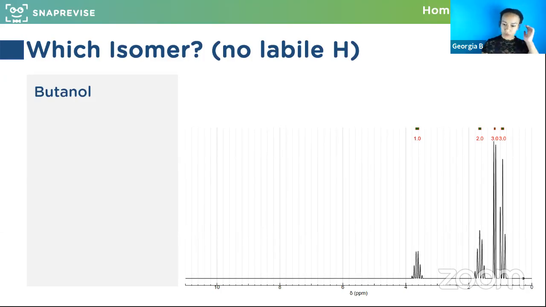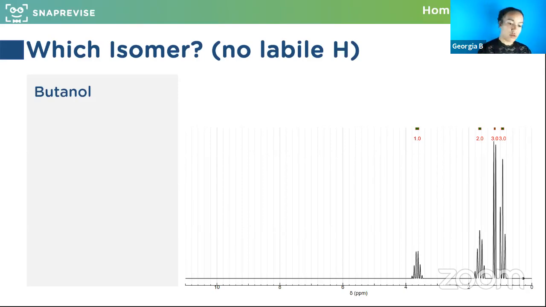All right, so we're going to really quickly look at this NMR spectrum for butanol and try to decide, just based on the number of proton environments, which isomer of butanol we have. So how many isomers of butanol exist? Someone give me some isomers of butanol. I'll explain labile in just a second.